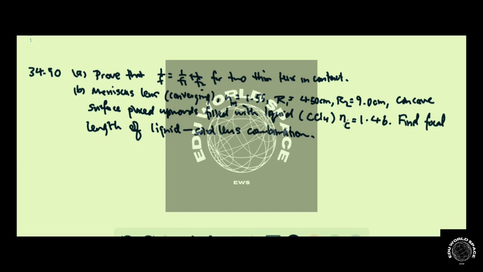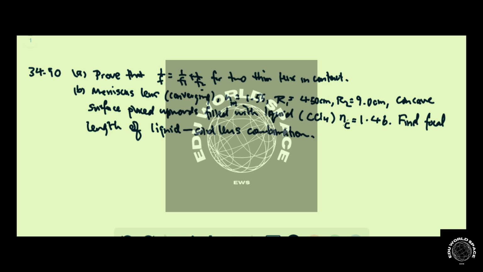In problem 90, we're asked to prove that when you have two thin lenses in contact with focal lengths f1 and f2, the combination of the two lenses gives you a new focal length, which is 1 over f. That's equal to 1 over f1 plus 1 over f2.